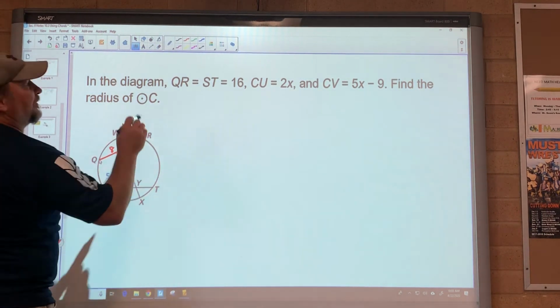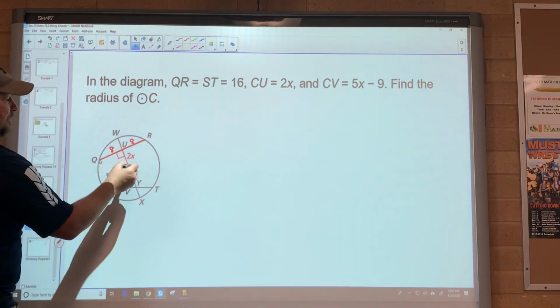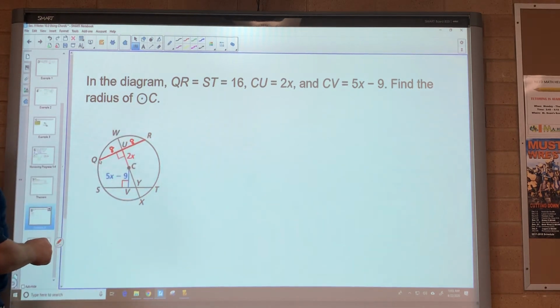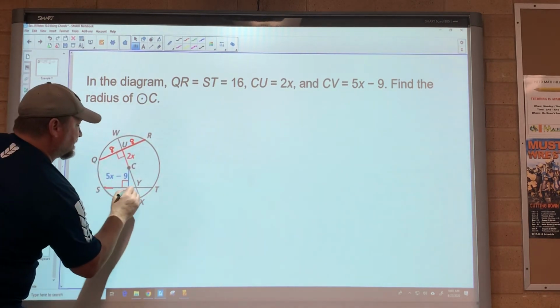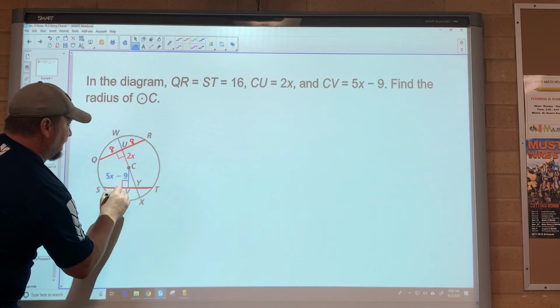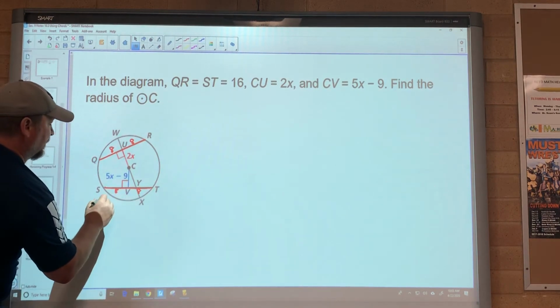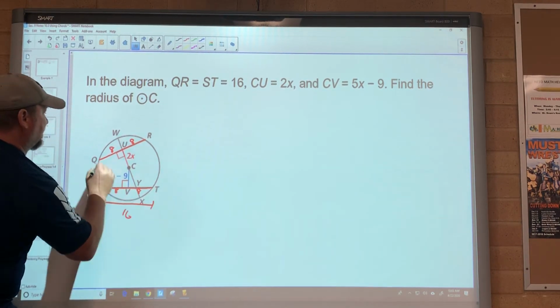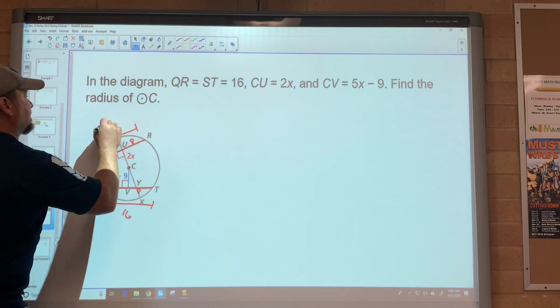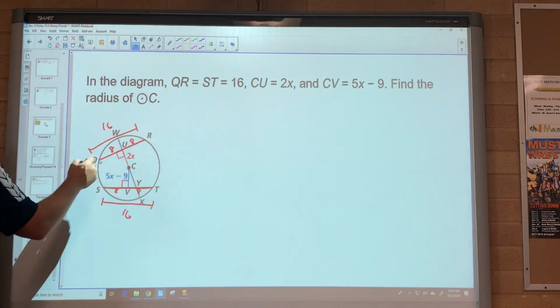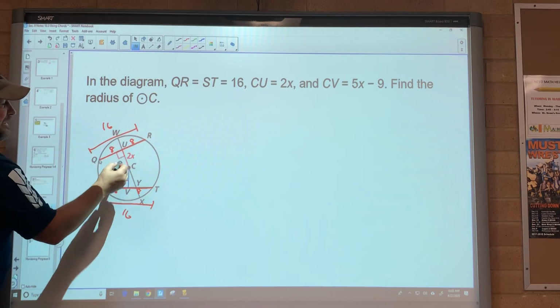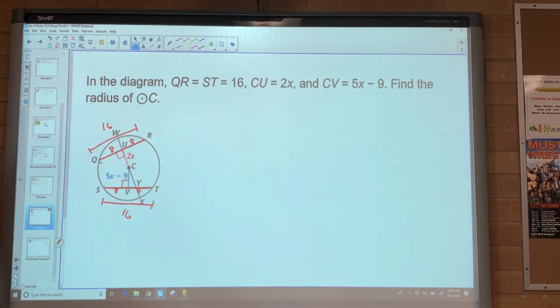And then we have C to U and C to V. So we know that this is the 16 as well, which is 8 and 8. So we know that total distance is 16. As soon as we know that those are both congruent, we have 90s, then we know that 2x better equal 5x minus 9. And they want us to find the radius.